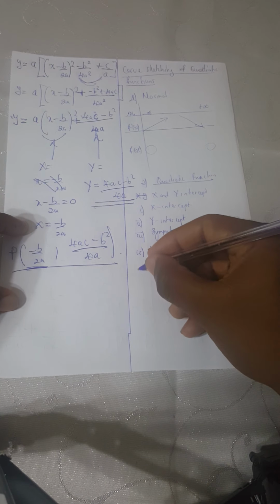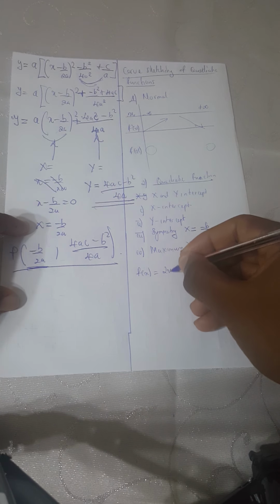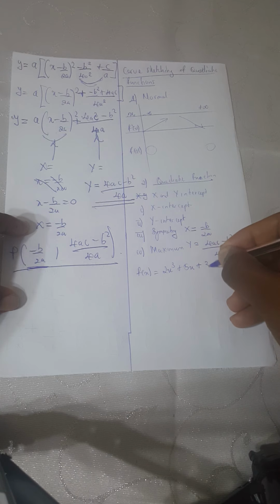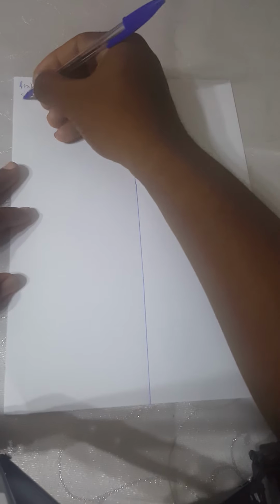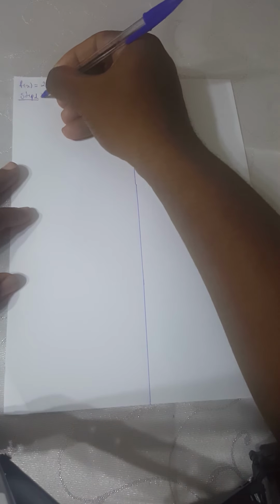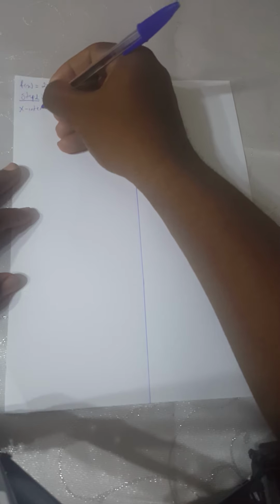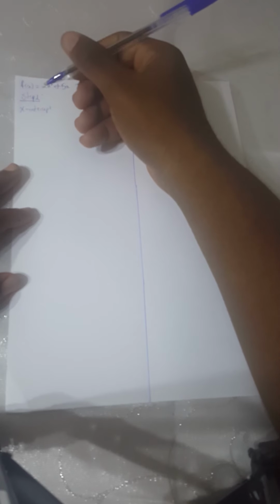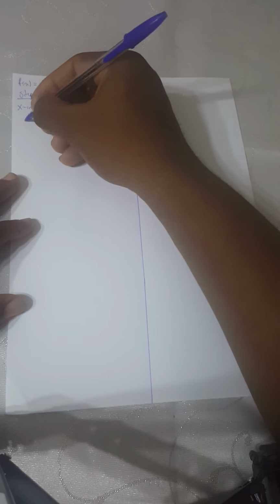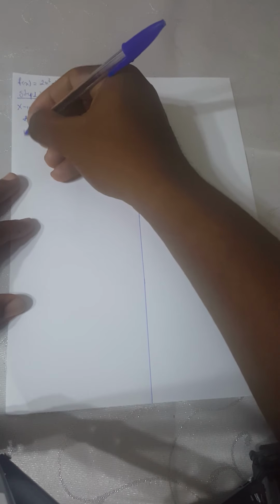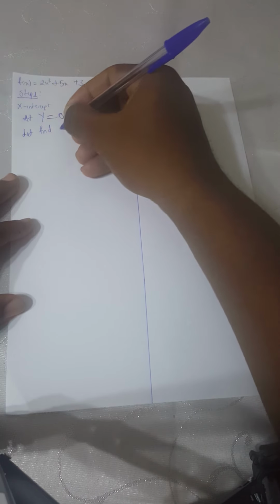So let's work with the function we initially had: f of x equals 2x cubed plus 5x plus 3. Let's draw this. When we want to draw this curve, we start with step number 1. Our first thing to do is to find the x-intercept. We define the x-intercept as the x point which cuts the graph at y equals 0. So at y equals 0, let's find the value of x.